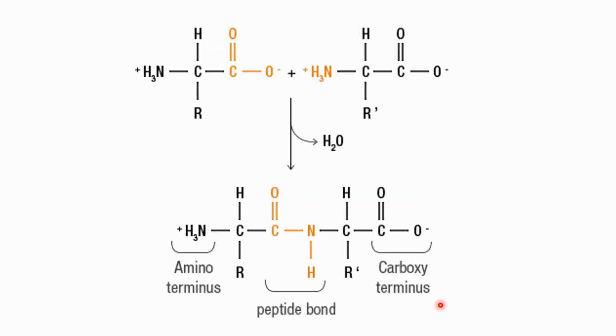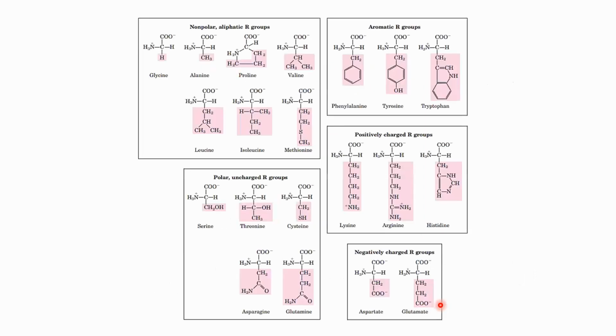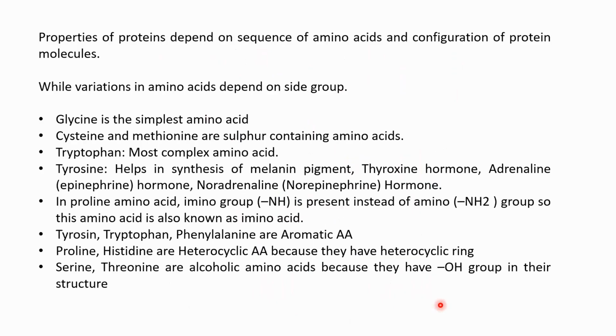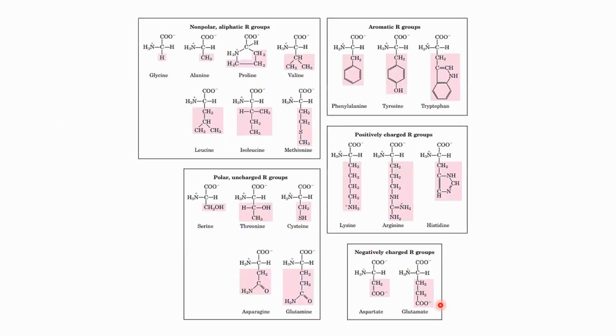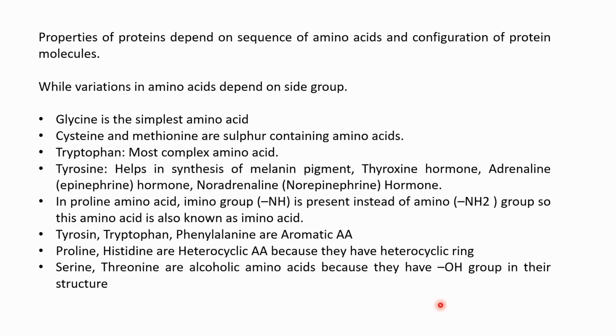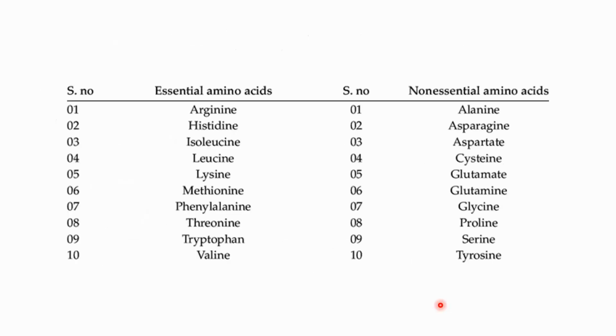The property of amino acids is based on the R group, or the side group, which is attached to the alpha carbon atom. Also, during the formation of the polypeptide chain, there is a peptide bond formation, and this results in the removal of a water molecule, and therefore this reaction is also known as the dehydration reaction. Then we studied different properties of the amino acids based on the different R groups attached to the alpha carbon atom.